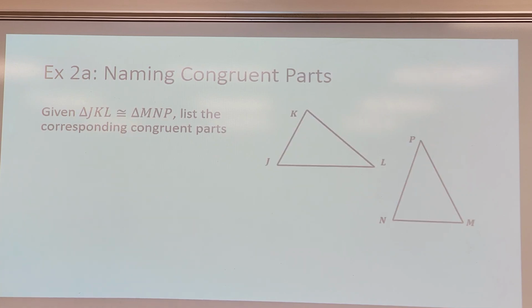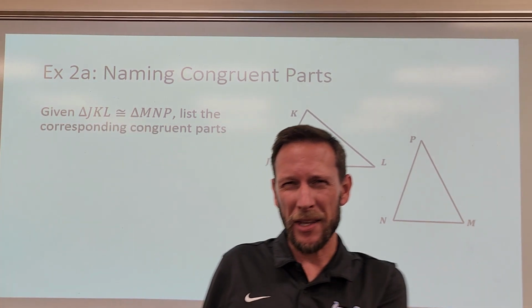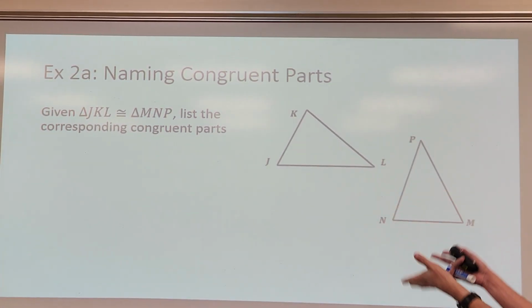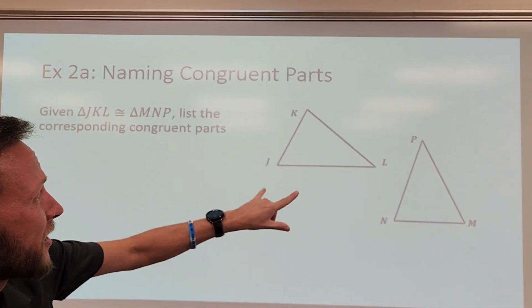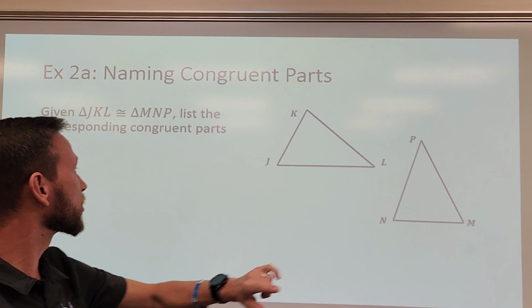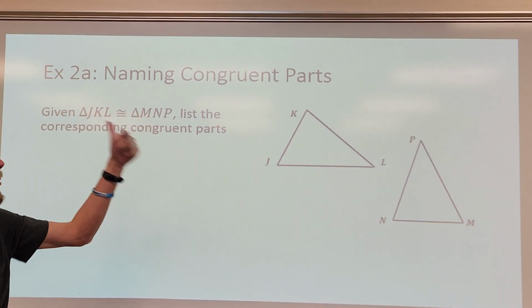So naming the corresponding parts, sometimes we can't tell based on the way that the diagram is drawn. Like these triangles look like they are maybe isosceles triangles, and so it's hard to say which side goes with which side, and we have to read the congruent statement to know which parts go where.